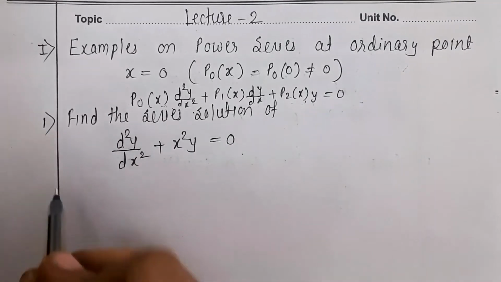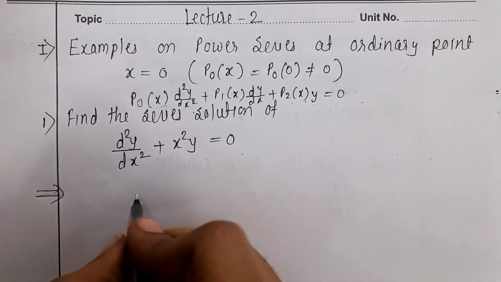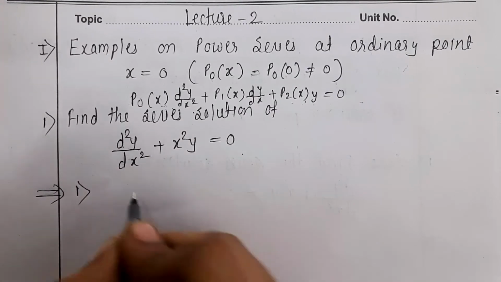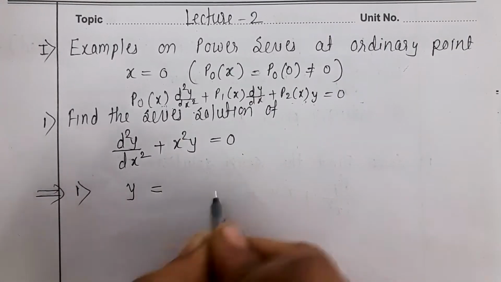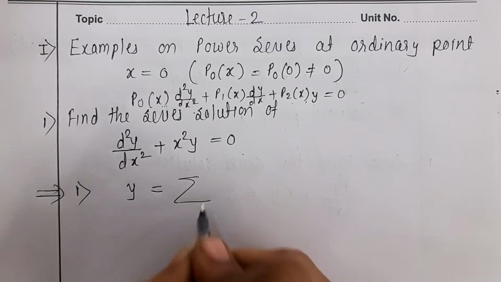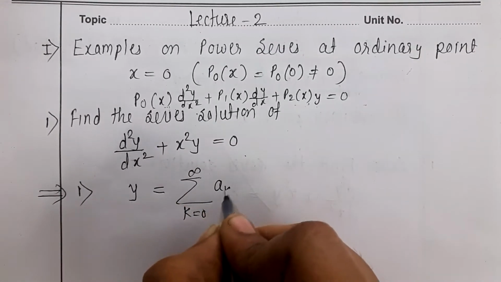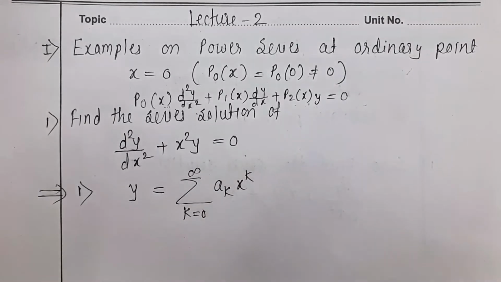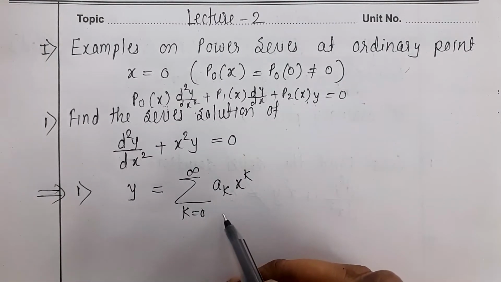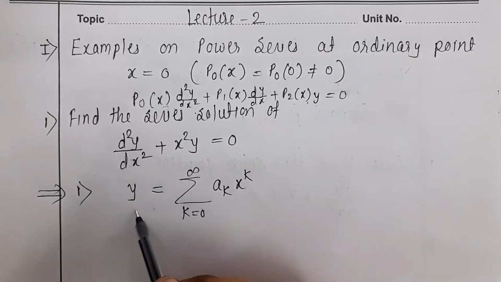So first, example 1: find the series solution of d2y/dx² + x² y = 0. Now first we assume the solution. The first step of the solution is to assume the solution as y = summation k = 0 to infinity of ak x^k. We are going to assume this solution, and finally we get the solution by substituting y and d2y/dx².